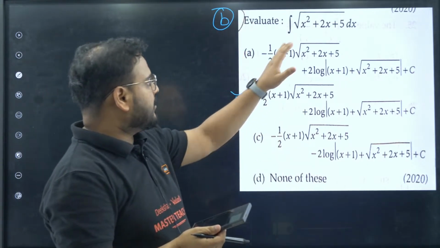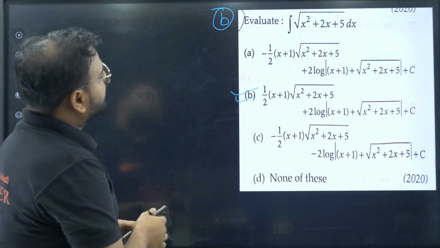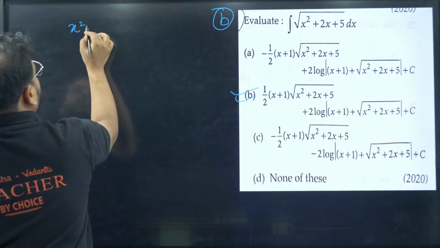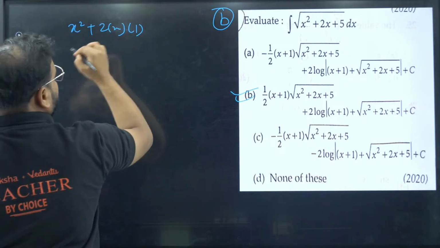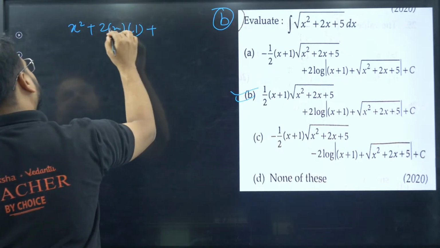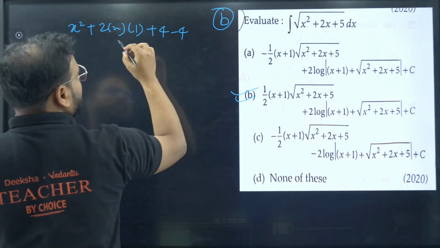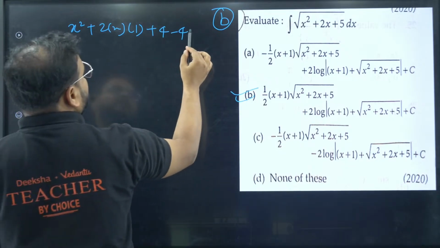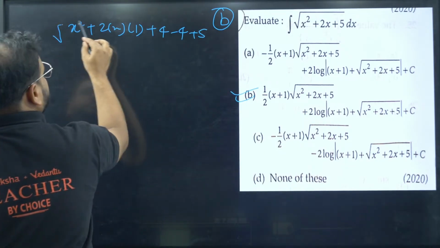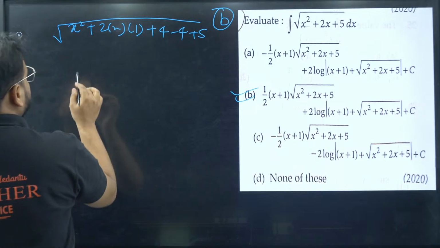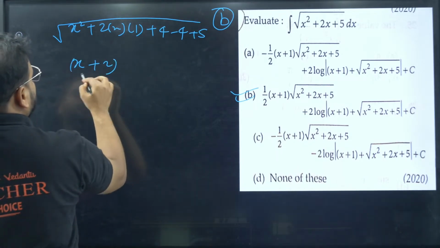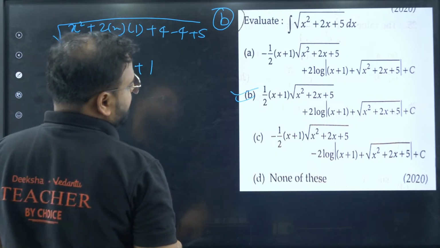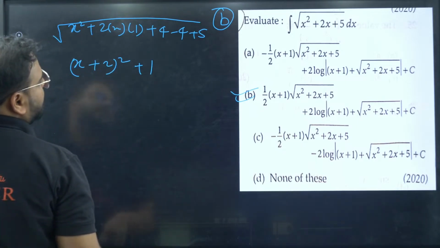Because if we make the perfect square on this part, you'll end up with x square plus 2 times x times 1. And of course, what is missing over here? 4 is missing. So right here plus 4 minus 4, and we have here plus 5, right? So I get here x plus 2 the whole square plus 1, right?